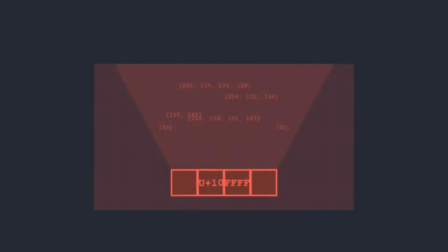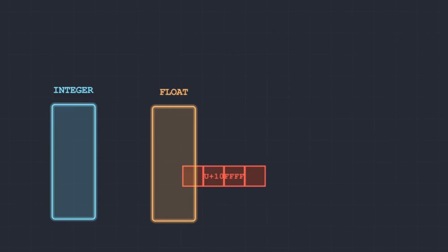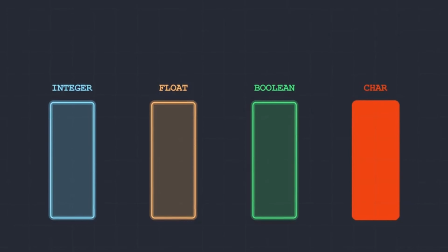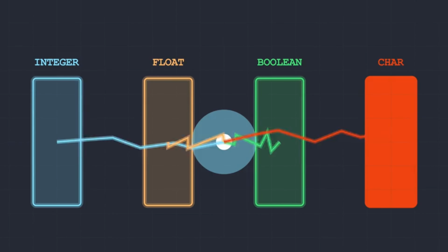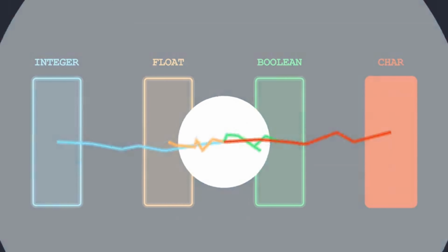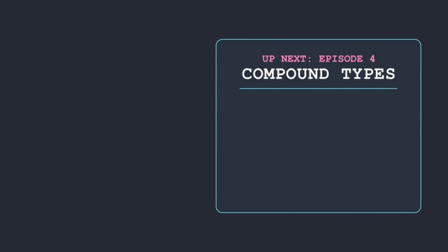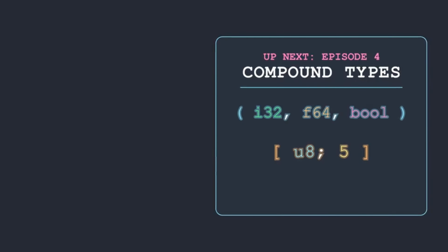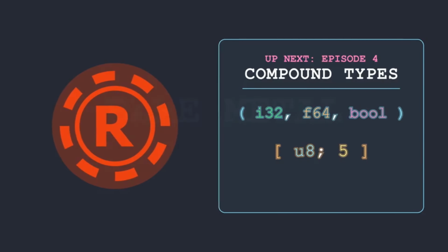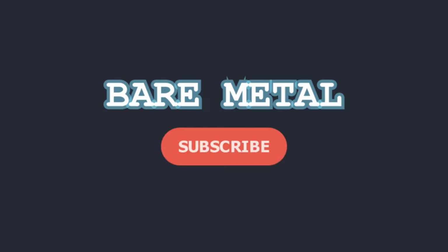Integers, floats, booleans, characters. These are the 4 indivisible atomic primitives, the unyielding foundation that guarantees safety, precision, and speed right on the bare metal. But real-world data is rarely this simple. What happens when you need to fuse multiple distinct values together, locking them down into a single, highly structured memory block? Next time, we bind these raw scalars into compound types. We will dissect the exact memory layout of tuples and arrays.